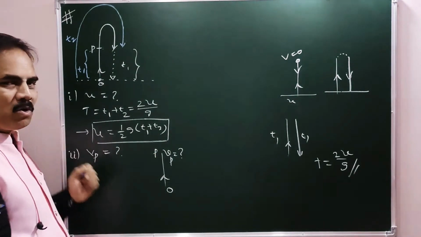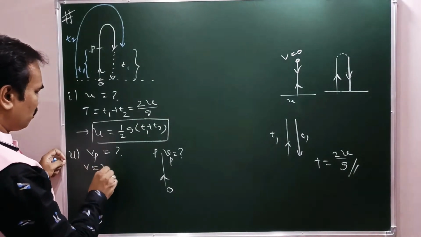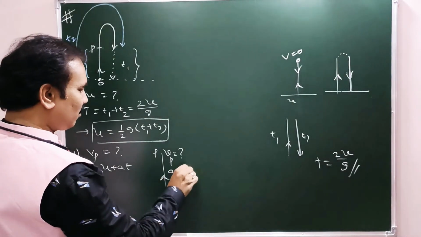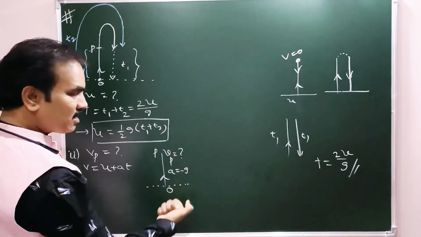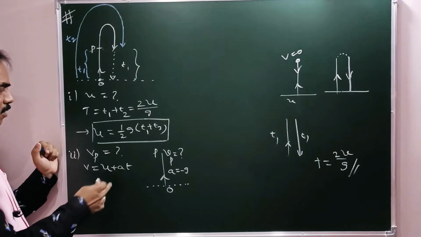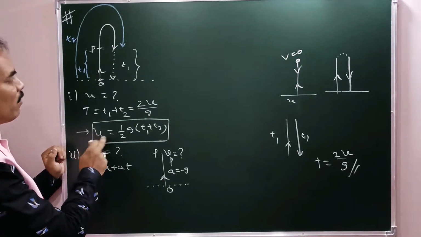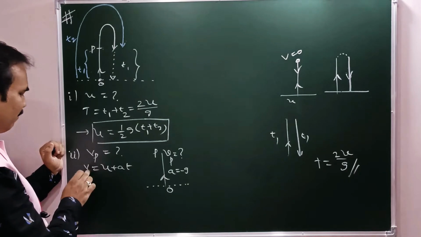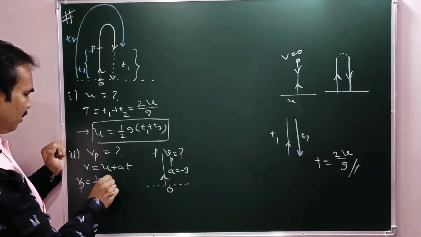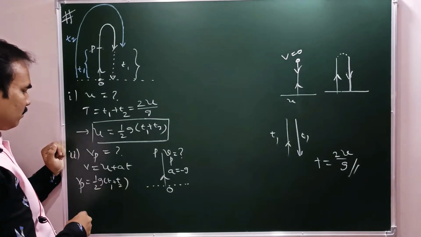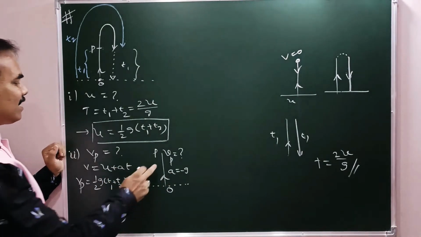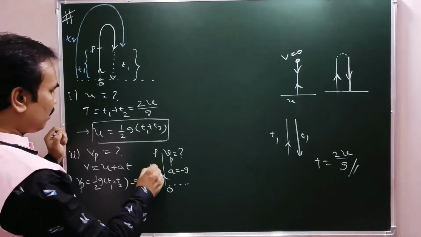Now take V equal to U plus AT. Here A is minus g, because this is our reference line and g is acting vertically downwards. We already know the U value. So V at P equals half g (T1 plus T2) plus A, which is minus g, into the time from O to P, that is T1.